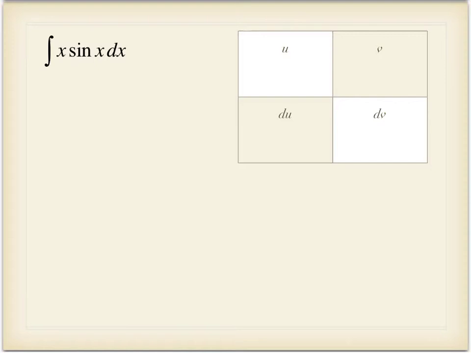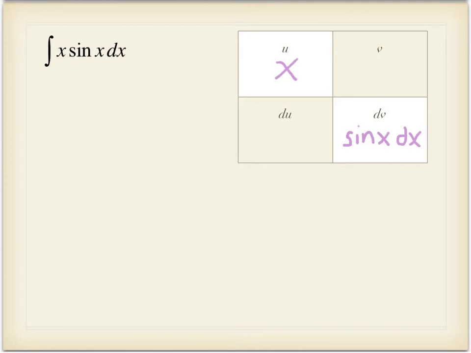x sine of x dx. Once again, I think I'm going to let my u in this case be x. And my dv, remember that has to encapsulate the rest of the integral. U and dv have to take up this whole space, so to speak. So then I have to say that this is going to be the sine of x dx.